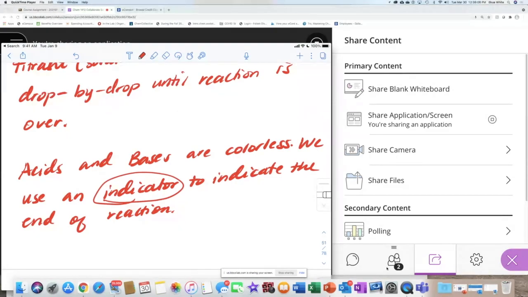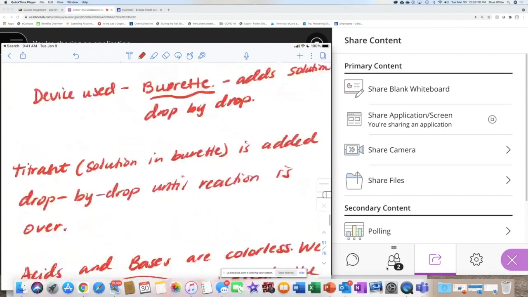And then red means stop, right? And then green means go. So those lights indicate to you what to do at an intersection. So the indicator here indicates to you when the reaction is over, right? So you don't want to forget to put that in there.